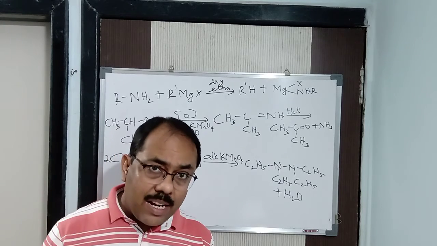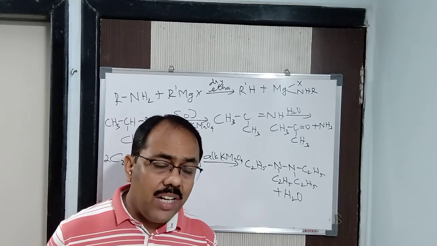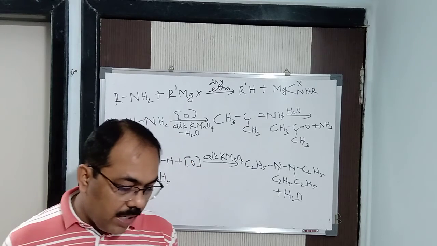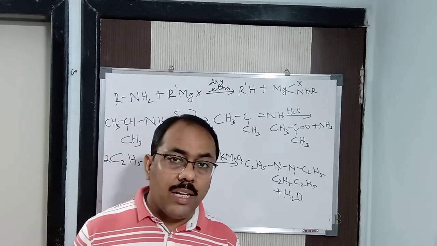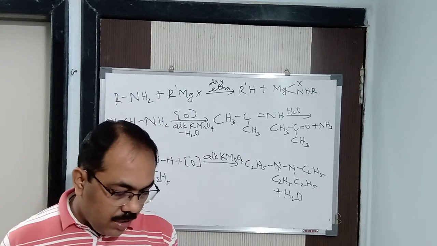Aniline reacts with acidified K2Cr2O7. Acidified, how are you doing it? By dilute H2SO4 along with copper sulfate. Then what will you get? You will get aniline black dye. It will become black in color, which is called aniline black dye. You will be getting it. Got it? Clear?